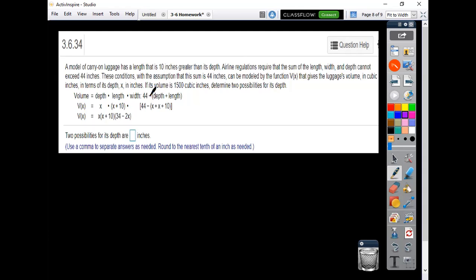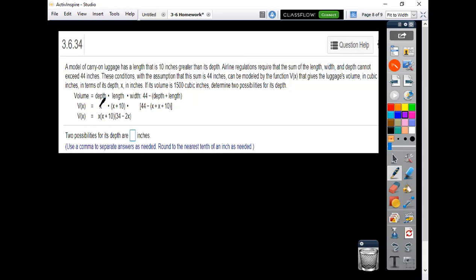So if you take the 44 and subtract those two away, the x and the x plus 10, that reduces down to this 34 minus 2x. So my volume would be represented by this expression right here. Then they go on to say, if the volume is 1,500 cubic inches, what are two possibilities for its depth? And remember, depth was the x.